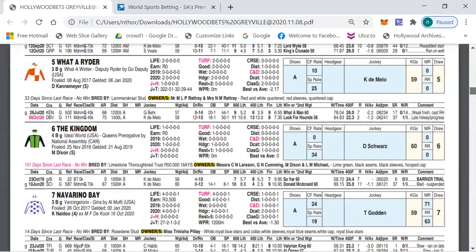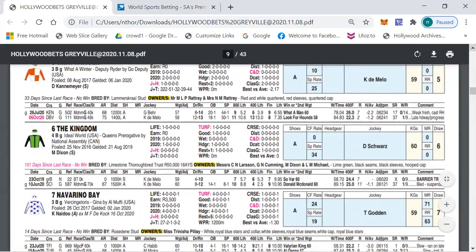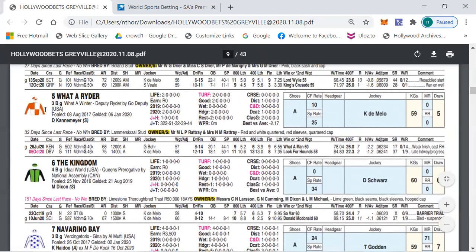Other horses in with chances, there's lots of horses with chances. Number six, The Kingdom, can probably improve from that run. Another horse which I only picked up later on, number five, What a Rider. But I do think that 1200 meters might just be a touch short. But this horse also ran unlucky in his last race over 1400 meters. So maybe include in the back end of your quartets.